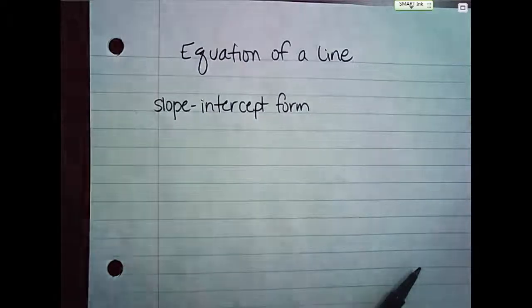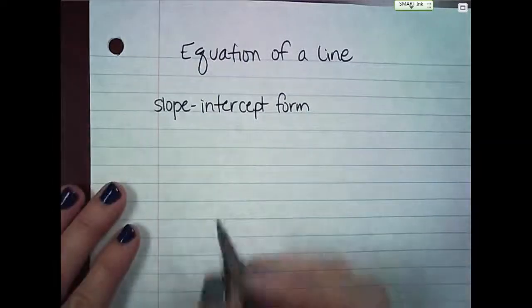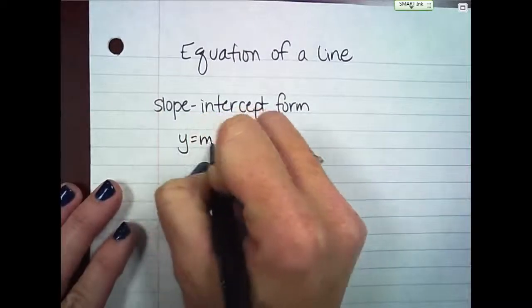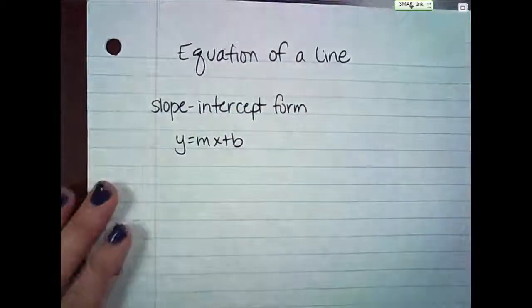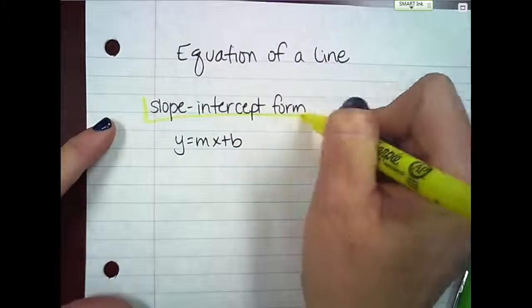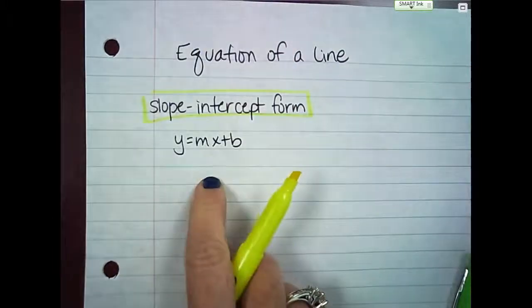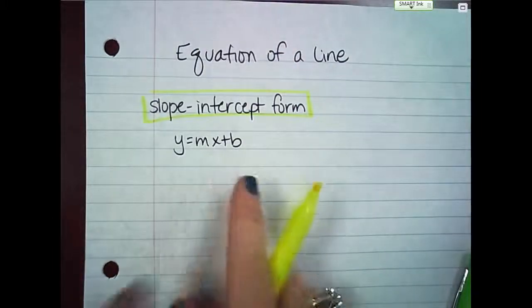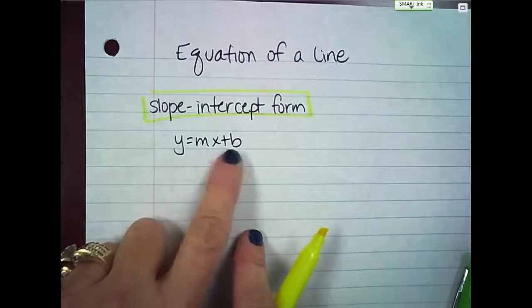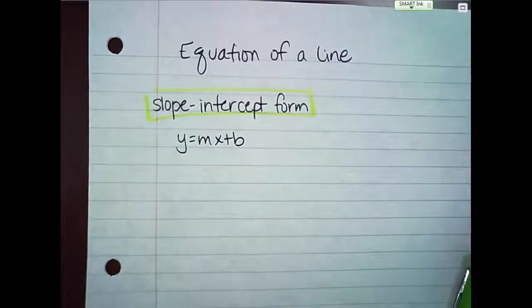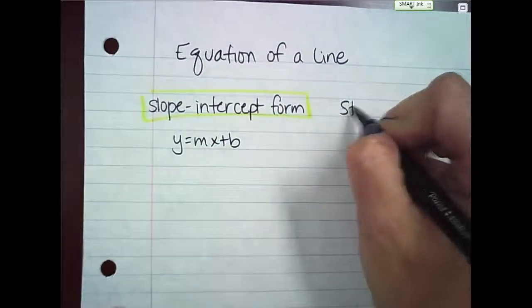Okay, so the first one is slope-intercept form, which is y equals mx plus b. And that's the common one. You see that a lot. It's called that because there's my slope and there's my y-intercept. Another form is standard form.